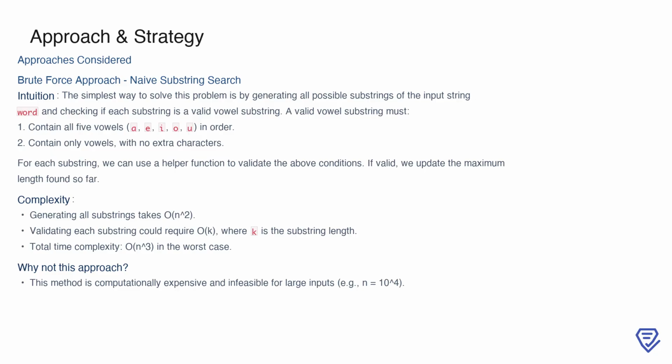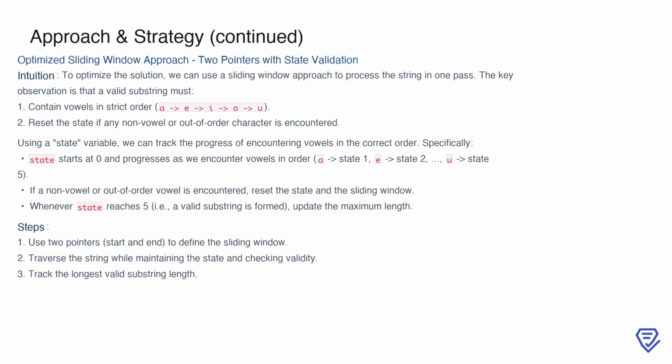However, this approach comes with significant computational drawbacks. Generating all substrings requires n² time, and validating each substring could take up to k, where k is the substring length. This leads to a total worst-case time complexity of n³. For large inputs, such as when the string length reaches 10,000, this method becomes highly inefficient and impractical, making it unsuitable for this problem. A more efficient solution is to use an optimized sliding window approach.